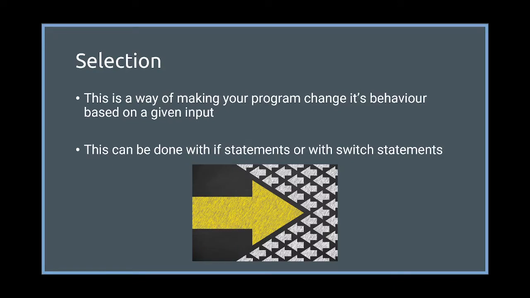Selection is the best way of making your program change its behaviour based on a given input. You can do it with if statements or you can use switch statements, and I'm going to show you both. Switch statements have started making a very big push within the new GCSE specification for OCR, so it is worth knowing. But it is also worth knowing that not all programming languages support them.